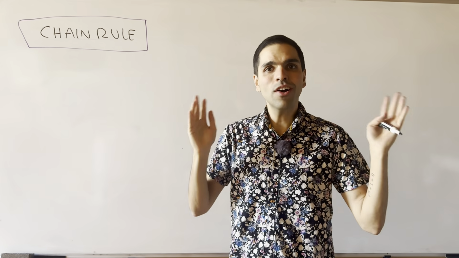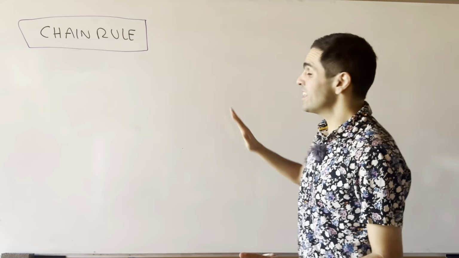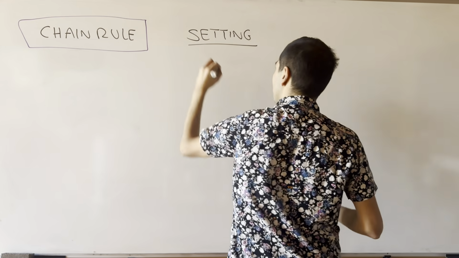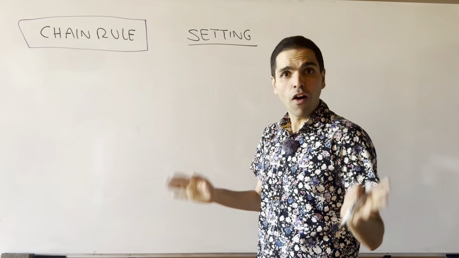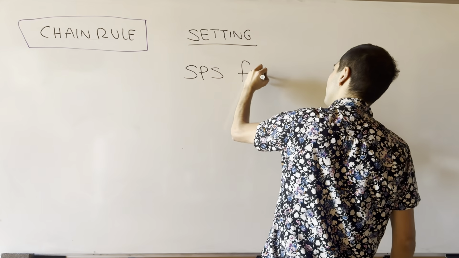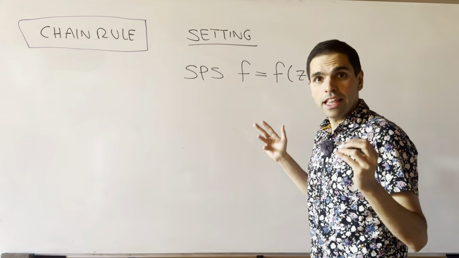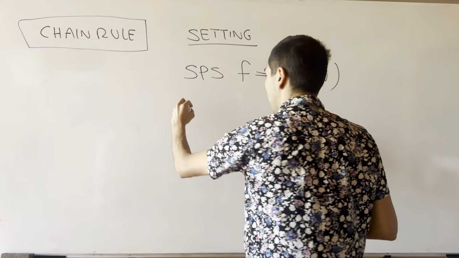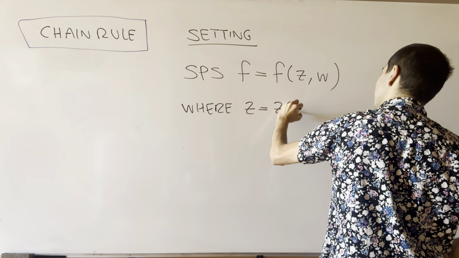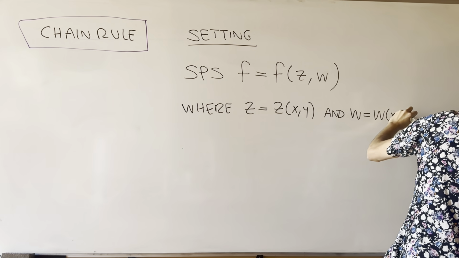Thanks for watching and welcome to the most important rule in PDEs, which is the chain rule. So here's a setting, and I leave this for a diagram. Suppose f is a function of two variables, z and w, where z and w themselves depend on x and y. So z is a function of x and y, and w is a function of x and y.